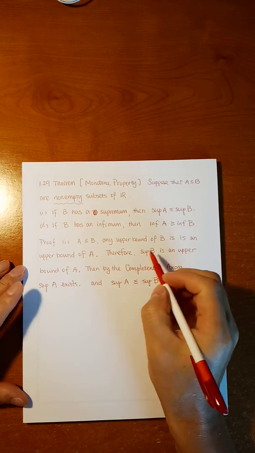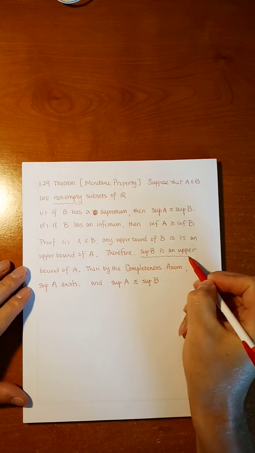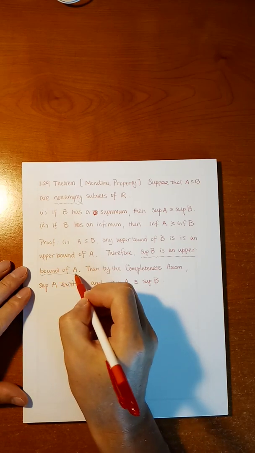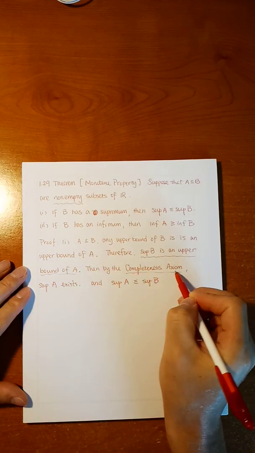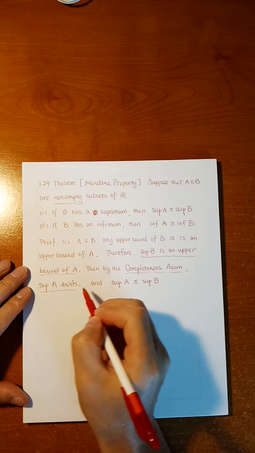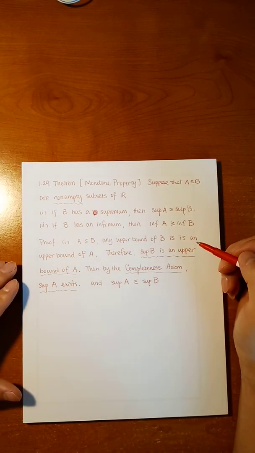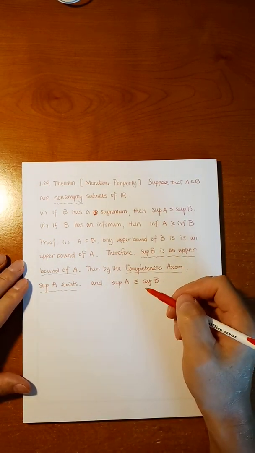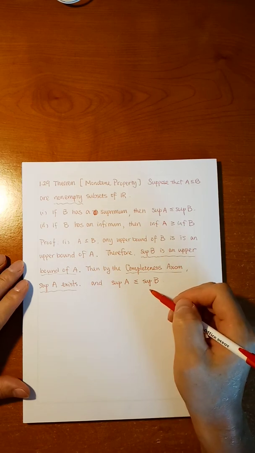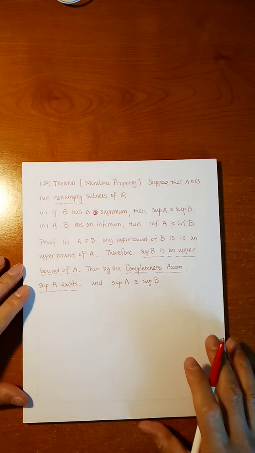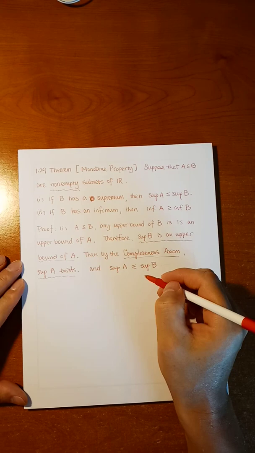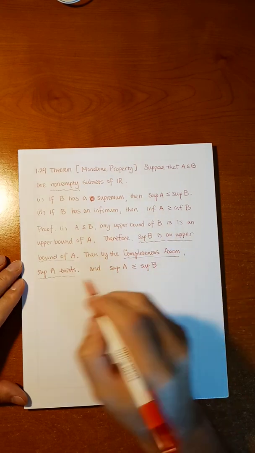So here you have to claim first, sup B is an upper bound, and second, the completeness axiom implies the existence of sup A, and then by the definition of supremum, you get sup A is less than or equal to one of the upper bounds, sup B. All right?